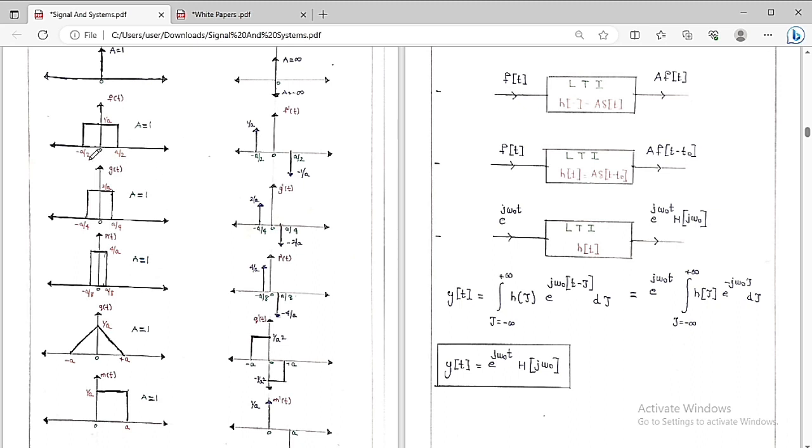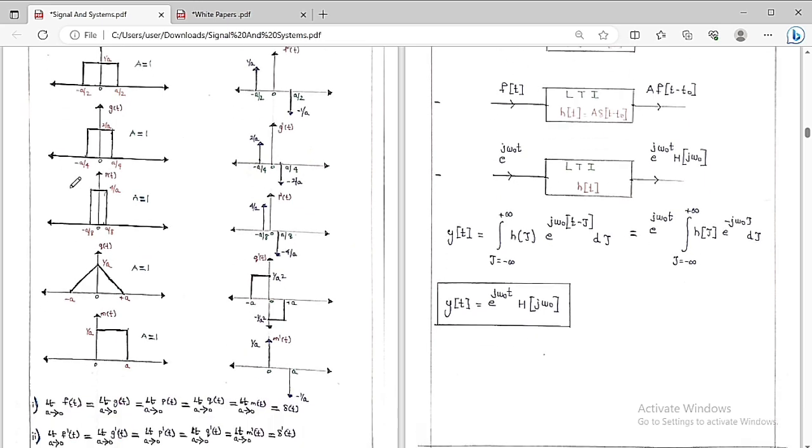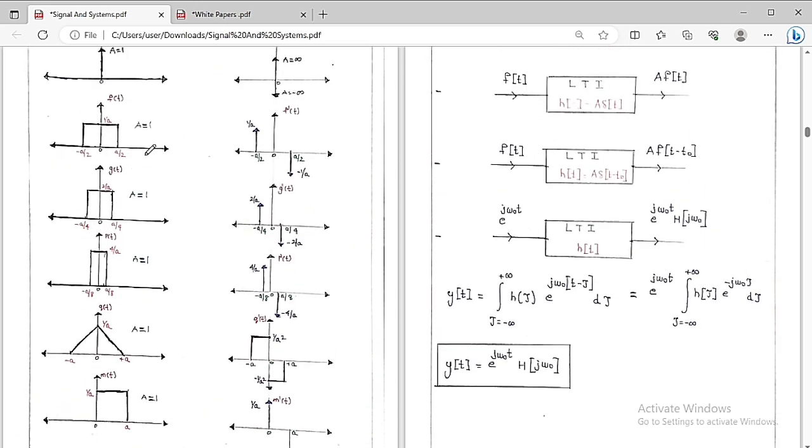So these are the different rectangular and triangular pulses I have taken, and I have shown you the corresponding area. For all these pulses, the area is equal to 1, as you can see clearly here. Now what is going to happen? Let's see one after the other. Now I want to find the differentiation of the signal.